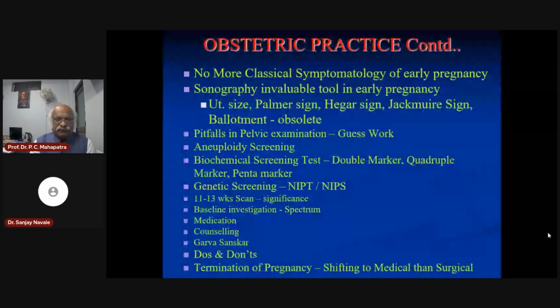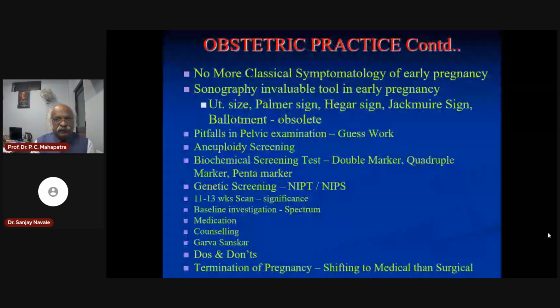Now there is a controversy about it, and my message would be that I give more importance to the genetic screening. All these biochemical screening tests with or without the biophysical NT or 11 to 13 week scan were being done by everybody. But this is a screening test, and the accuracy of the genetic screening, like non-invasive, is almost equal to amniocentesis. It is almost 99 to 100% sensitive.